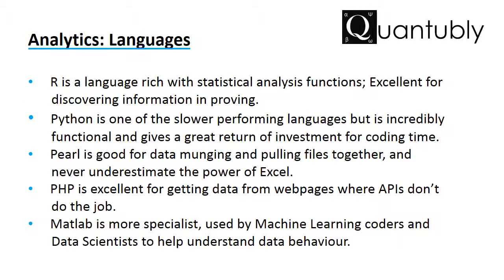In terms of programming languages to look at data, R is very much the most popular language in terms of statistical analysis functions. It's excellent for discovering information, but it hasn't really taken off in a production environment. It's very much used for proving. Python, on the other hand, whilst it's a slower performing language, it is incredibly functional and gives great return on investment for coding time. That's very popular.